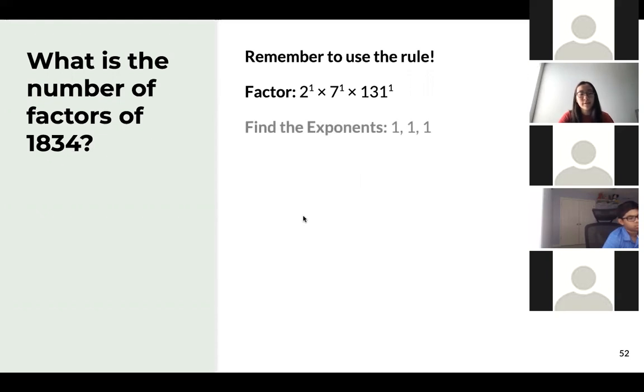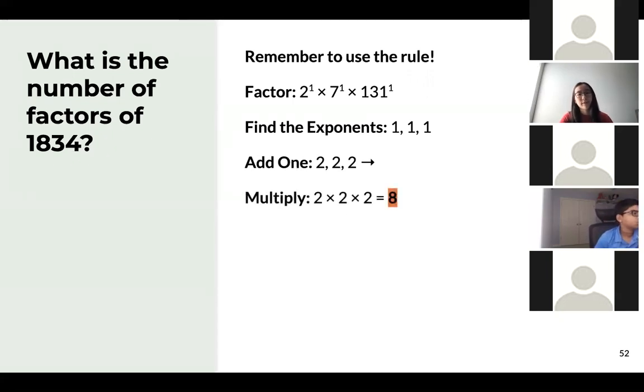Yeah, 8 factors is correct here. So the exponents are 1, 1, and 1. If we add 1 to all of them, then we get 2, 2, 2. Then all we have to do is multiply those together. And so 1,834 has 8 factors.